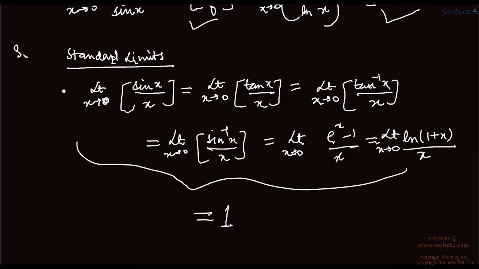Now, we'll see these are the standard limits. Sin x by x, x tending to 0, is a form of 0 by 0 indeterminate form. This is also 0 by 0, and so are all the others. All these 0 by 0 forms tend to 1.